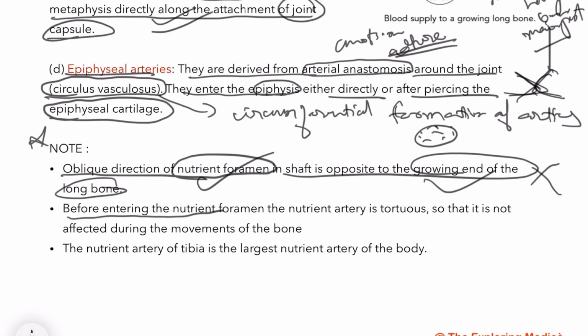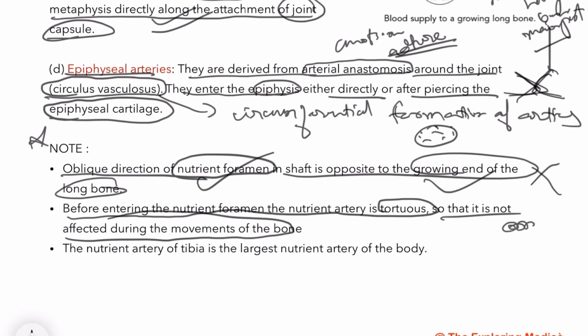Before entering the nutrient foramen, the nutrient artery is tortuous. Tortuous means it has so many divisions, it is lengthy, and it is not affected during the movement of bone. So it will be like this, which has so many divisions. And the nutrient artery of tibia is the largest nutrient artery of the body, do remember.